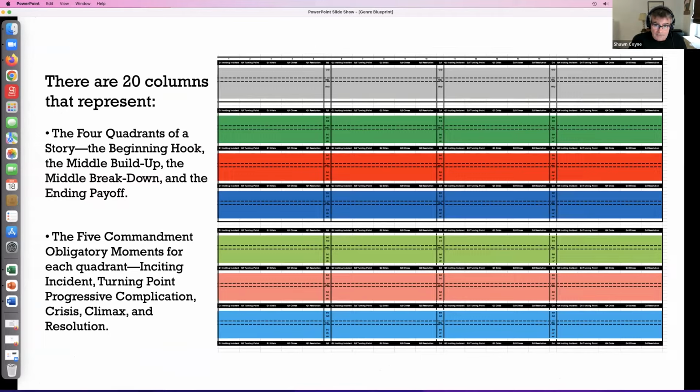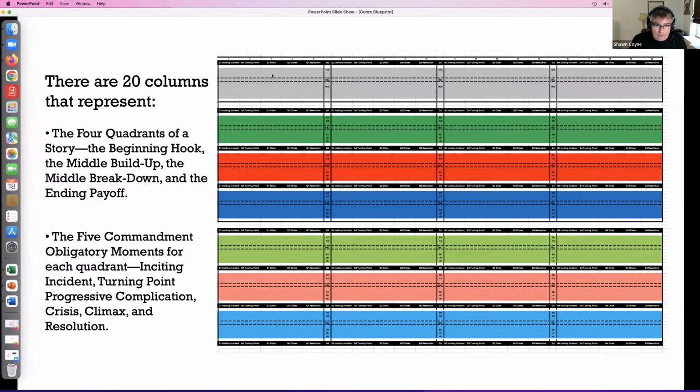There are 20 columns, right? There are 20 columns that represent the 4 quadrants of a story. So if you're not familiar with the 4 quadrants, that's okay. You're going to learn them. This is very much a StoryGrid technology concept, but I'll certainly walk through them in great detail.